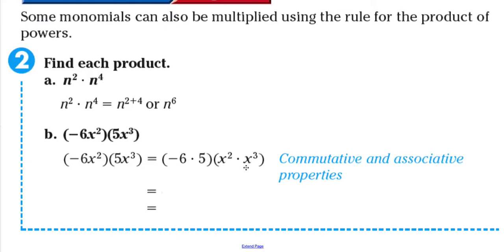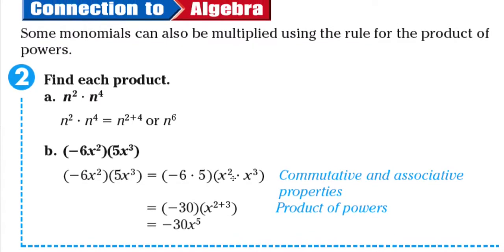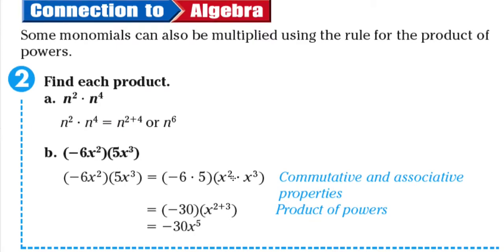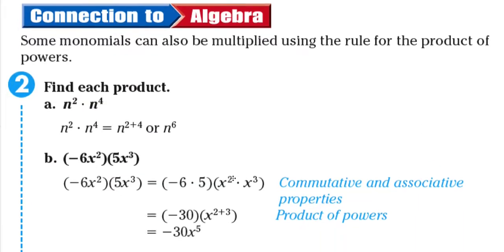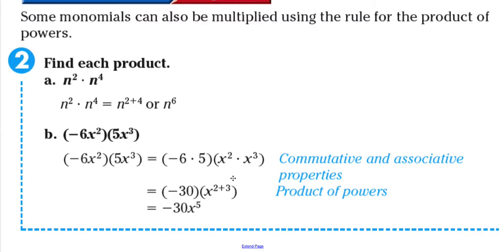x times x to the third power will give us x to the 2 plus 3, or x to the fifth power, product of powers, and you now have negative 30x to the fifth power. So that is the product of powers, the first rule in multiplication of exponents. Okay, the product of powers.